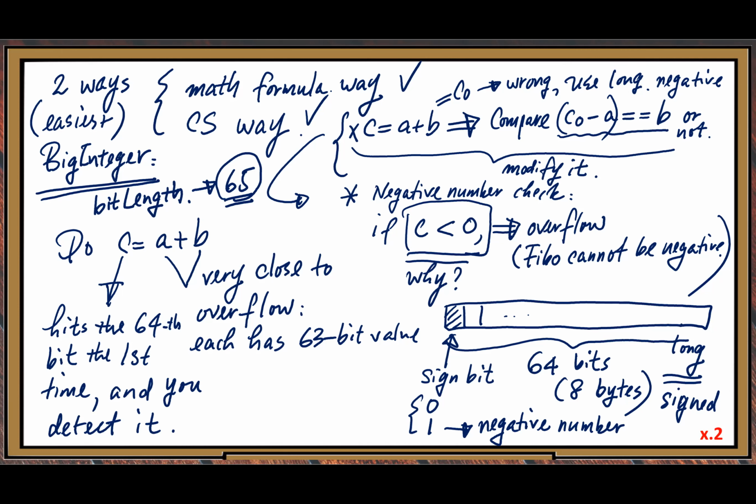CS way, we have an answer, right? 92 for unsigned and 93 for signed. So in the CS way, we know those two numbers. We just compare whether the math formula way can give us the same answer. All right, so you just work in this way. Any other questions?